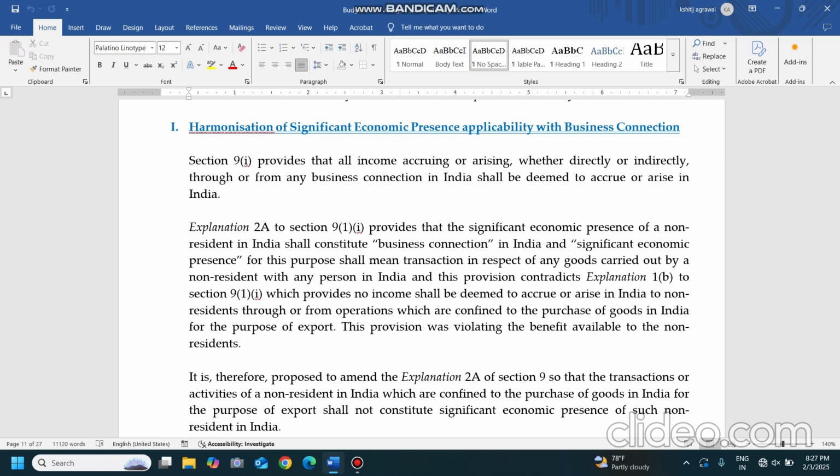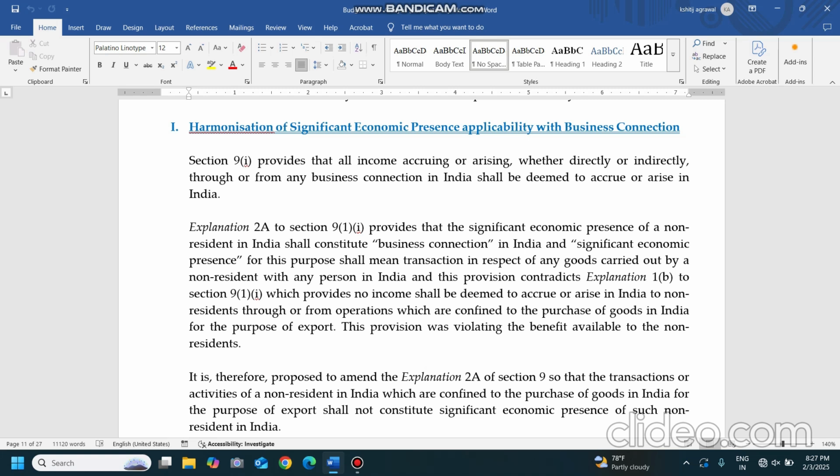What does significant economic presence mean? Significant economic presence means any transaction done by the non-residents in India in relation to goods; that is called a business connection, that is having a significant economic presence here. We'll read it as follows: significant economic presence for this purpose shall mean transaction in respect of any goods carried out by a non-resident with any person in India. So any transaction done by a non-resident in India in respect of goods. Now this is explanation 2A.